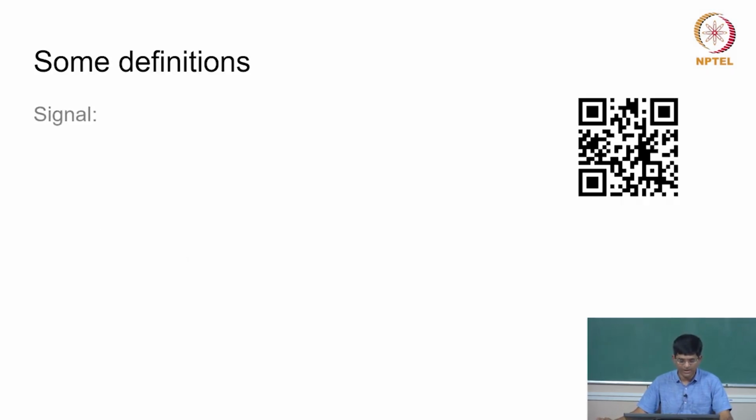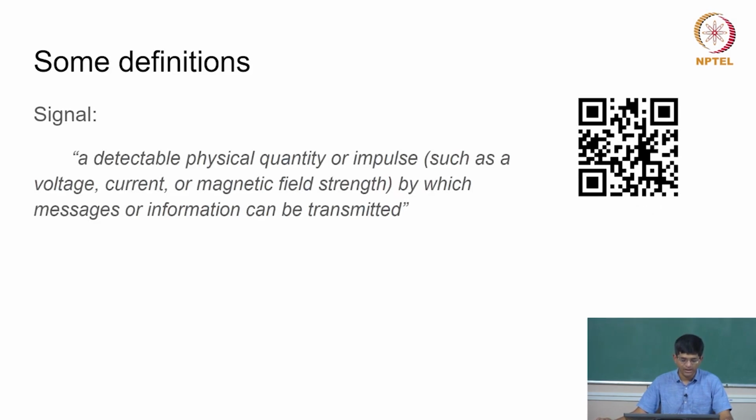So, let us start with a signal. What do we mean when we talk about a signal? One of the dictionary definitions says it's a detectable physical quantity or impulse such as a voltage, current or a magnetic field strength by which messages or information can be transmitted. Now, an example of a signal which is intentionally not a voltage or a current or a magnetic field strength is something that I have shown on the right hand side. You are probably all familiar with it.